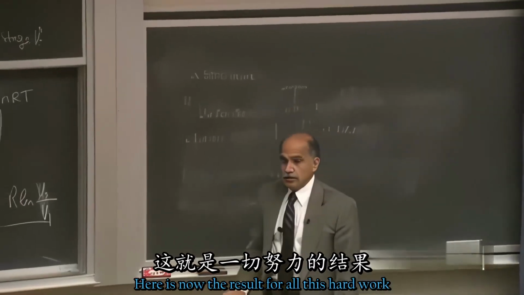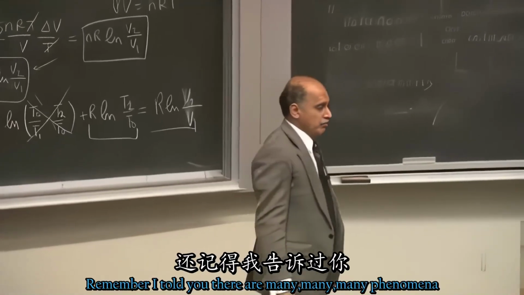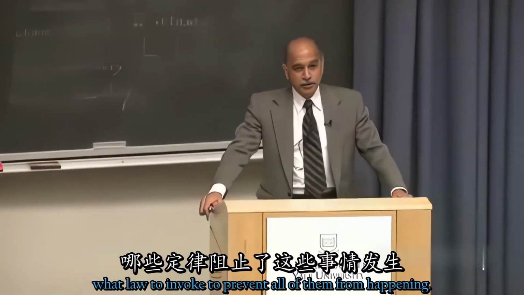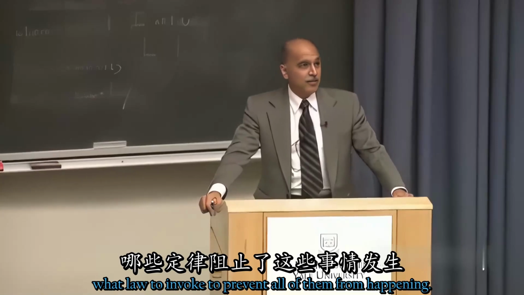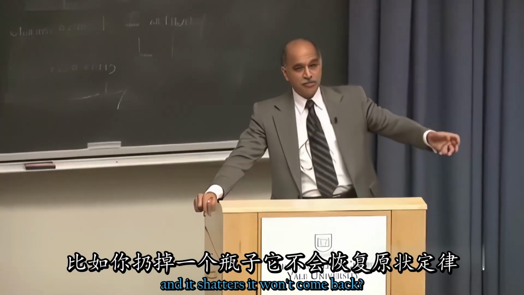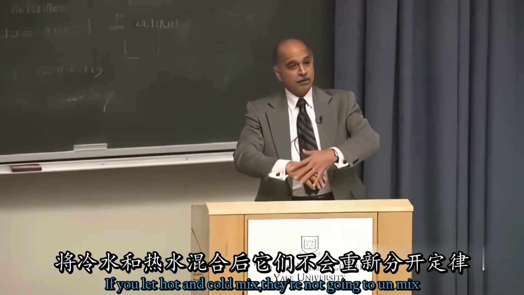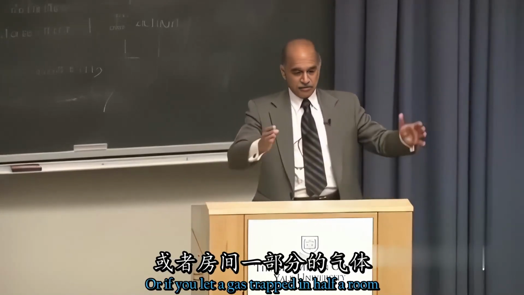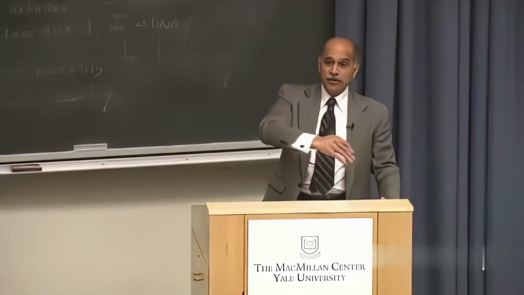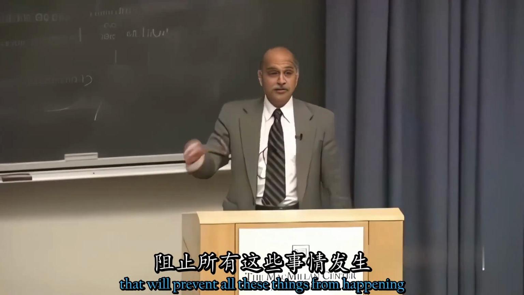Here is now the result for all this hard work. Remember I told you there are many, many phenomena that seem forbidden in our world, and we're not quite sure what law to invoke to prevent all of them from happening. Do we want a law for each one that says if you drop a bottle and it shatters, it won't come back? If you drop an egg, it won't come back. If you let hot and cold mix, they're not going to unmix. Or if you let a gas trapped in half a room escape to the whole room, it'll never untrap and go back to half the room. A lot of things happen one way but not the other. And I said, I'm looking for a mega law that will prevent all these things from happening.